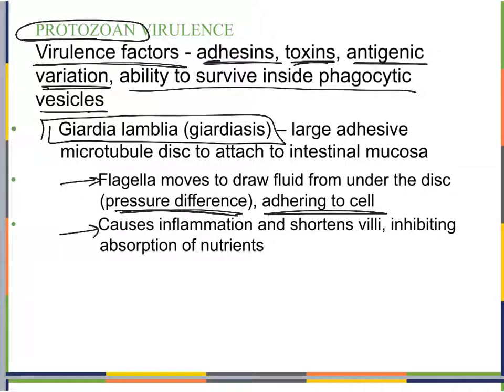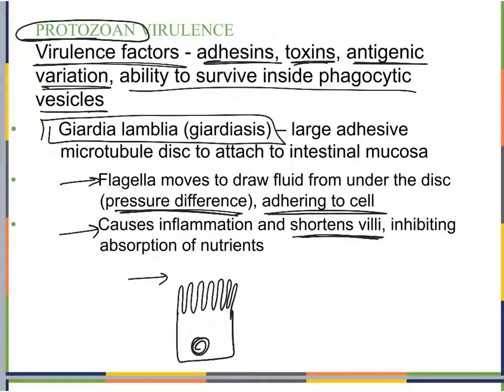Once it does this, it causes inflammation. So our body is trying to respond to this and get rid of it, so it causes inflammation, but then it shortens its villi. And so when the cells are shortening their villi, that actually inhibits absorption of nutrients. So in our intestines, if we have our cells with our nucleus, remember we have villi in there, and these villi increase the surface area so that when nutrients are coming down our intestinal tract, we actually have more surface area with which to draw in those nutrients, including oxygen and releasing carbon dioxide, but then also bringing in all the nutrients from our food.